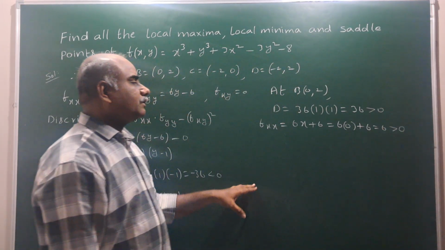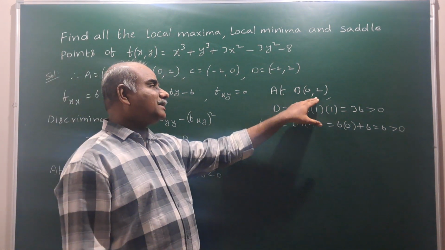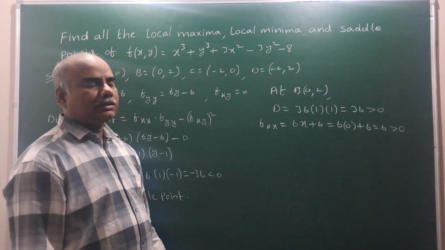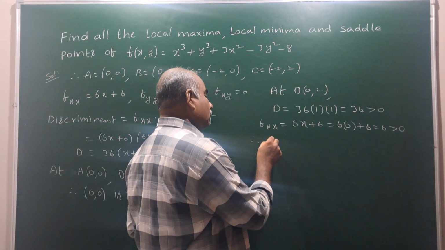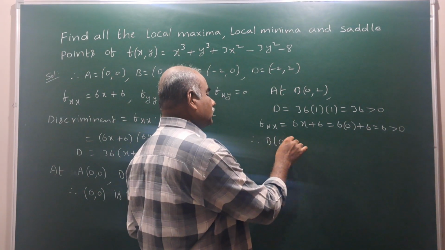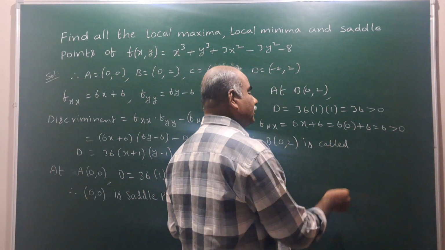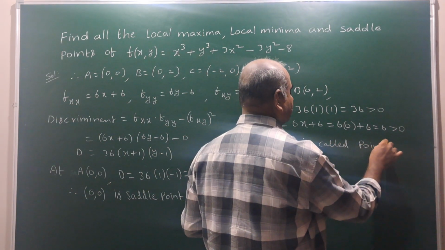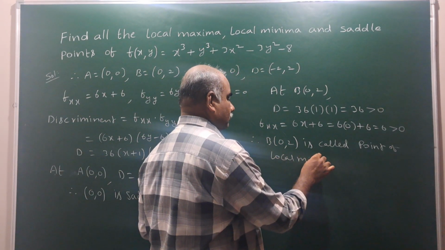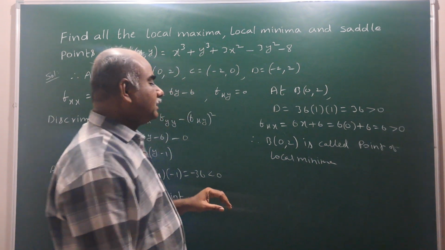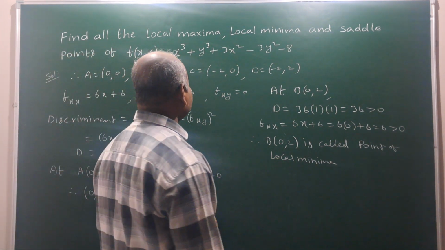Therefore, if discriminant is greater than 0 and fxx is greater than 0, then the function has local minima at this point. Therefore, (0, 2) is called the point of local minima. That means at this point the function has local minima.